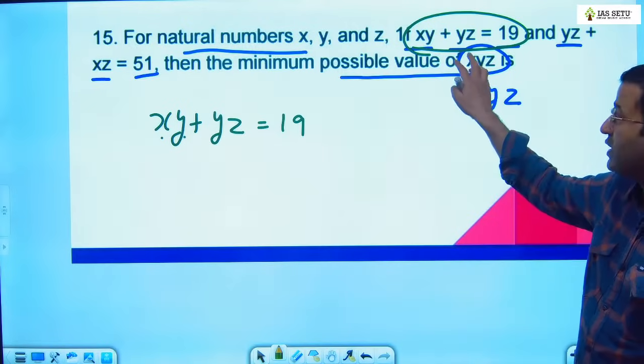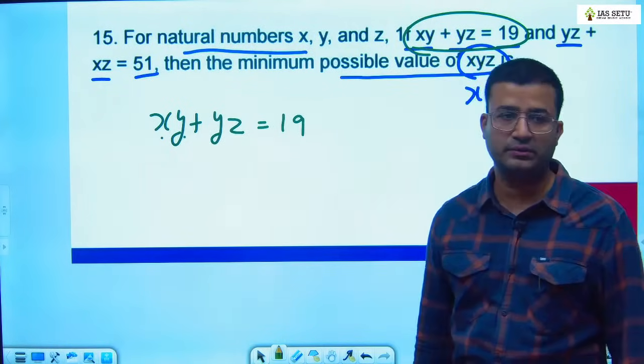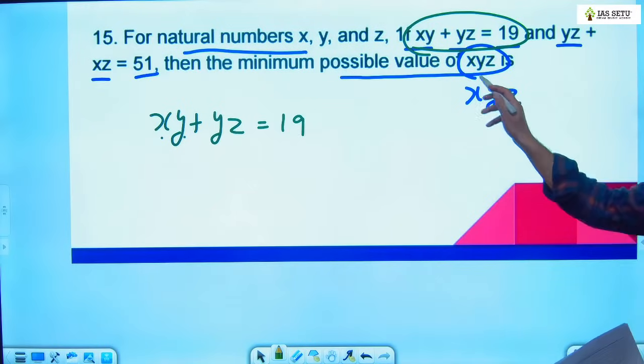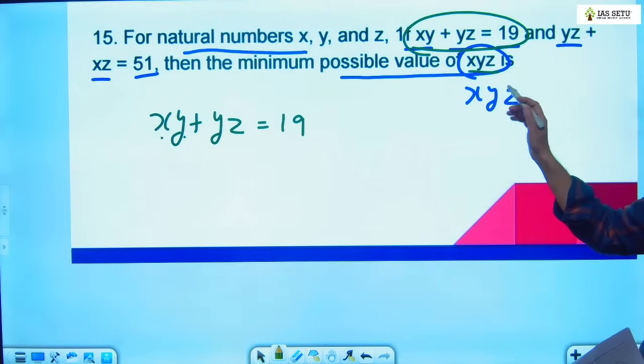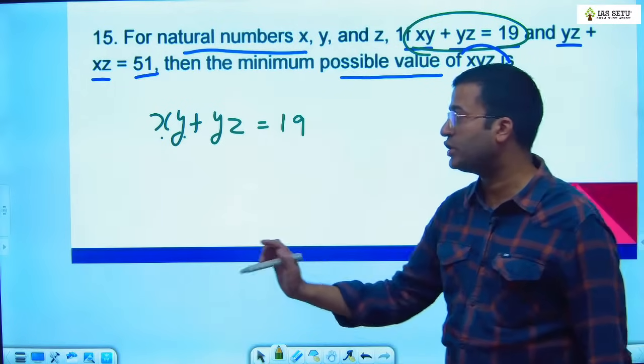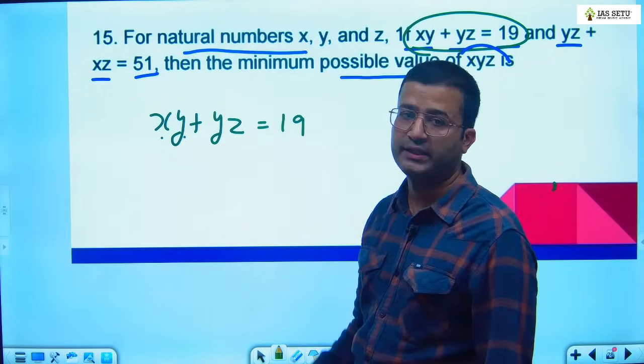He will mention x, y, z as 2-digit numbers. No, it is x into y, y into z. Okay, it is a multiple of x into y. That doesn't mean it is asking for a 3-digit number. It is x into y into z. Okay, your doubt is agreed, but the question is: x multiplied by y plus y multiplied by z is 19.